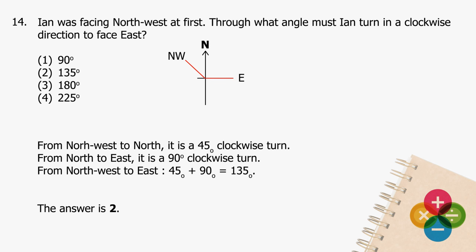The angle from northwest to north. It is a 45 degrees clockwise turn. The angle from north to east. It is a 90 degrees clockwise turn. The angle from northwest to east will be, add 45 degrees to 90 degrees, and the sum is 135 degrees. The answer is 2.